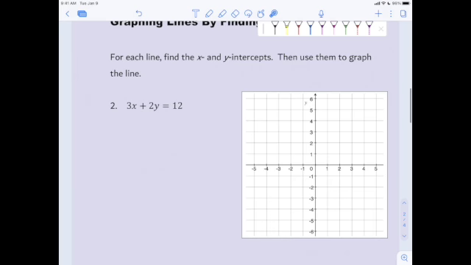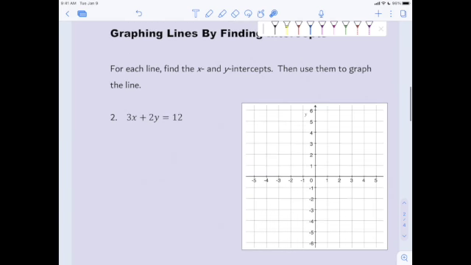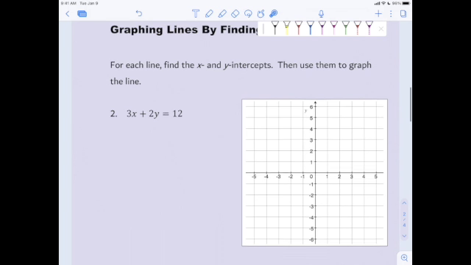So we have this equation, and notice this is not solved for y. Y is not isolated, it's not all by itself in this equation. So making a table wouldn't be so great in this format right here. So one thing we could do is find the x and y intercepts, and you're going to see this technique here.